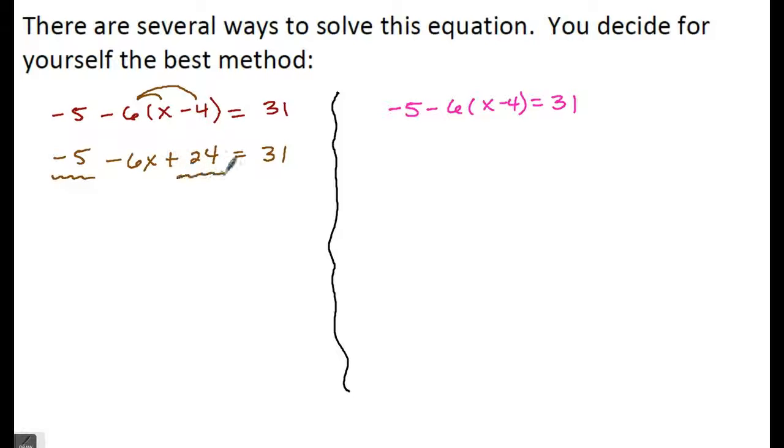Alright, so my next step would be to combine terms. We're going to combine those two terms, 24 minus 5. So we're going to have negative 6x, bring this one down. 24 minus 5 is going to give us 19.